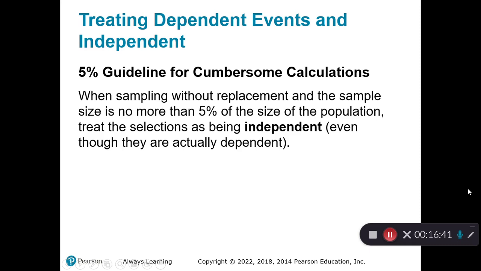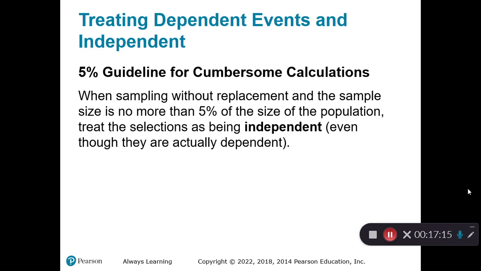We've looked at the 5% as a threshold in previous sections. Here we're going to look at the 5% guideline for cumbersome calculations. Here's what it says. When sampling without replacement, if our sample size is no more than 5% of the size of the entire population that we are interested in, then we can treat those selections as being independent, even though they actually are not. Let me say this again.